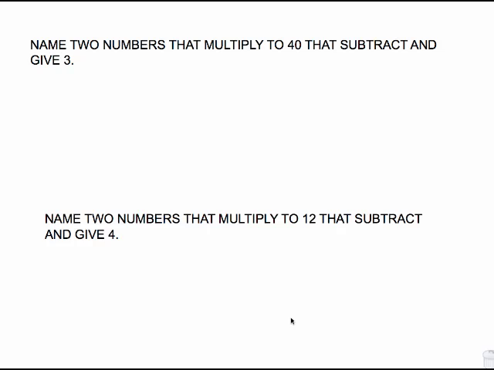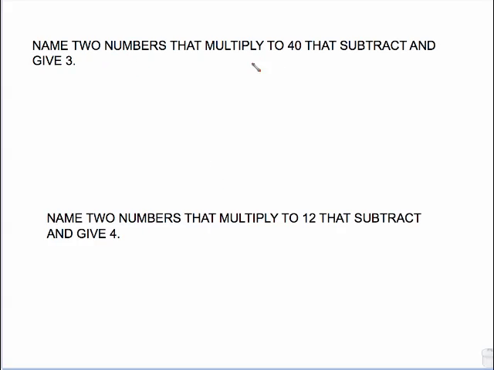This is Factoring Easy Trinomials Part 2. I'm changing my riddle here. Name two numbers that multiply to 40 that subtract and give you 3. So think about your factors of 40, what multiplies to give you 40, that when you subtract those numbers, you get 3. Hopefully you thought about 8 and 5.